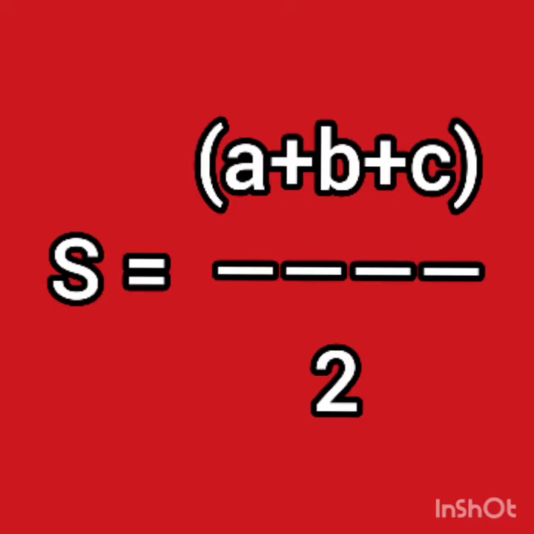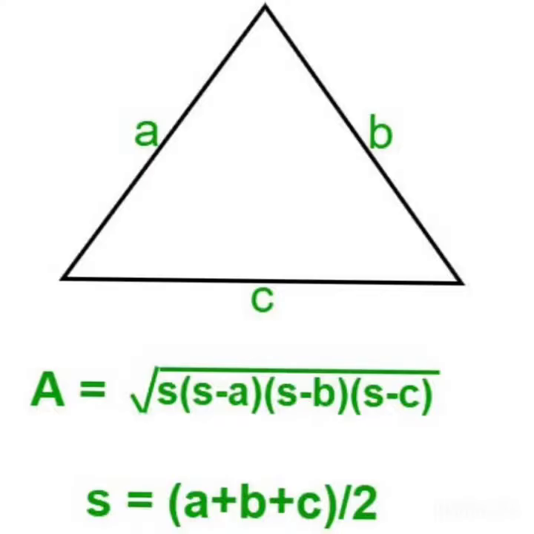So dear student, please keep this in mind. This is Heron's formula: s minus a, s minus b, s minus c. Here what is s? s is the semi-perimeter, calculated by this formula: s equals a plus b plus c by 2. And dear student, here a, b, c are the three sides of a triangle. I hope it's clear to you.